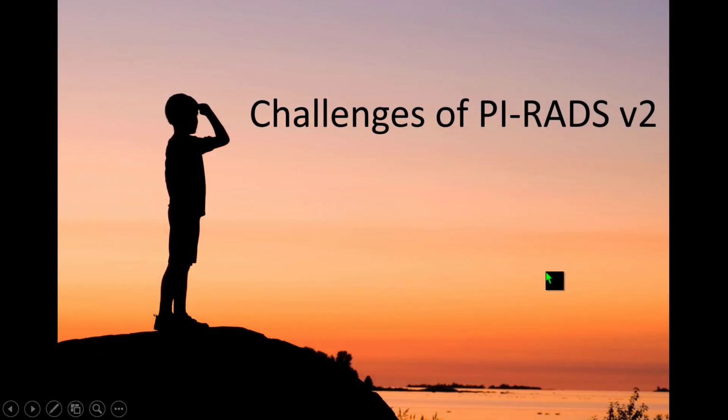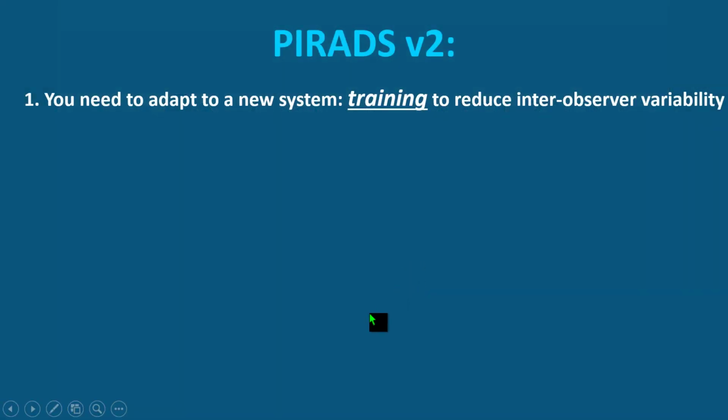What are the challenges in the future for PI-RADS version 2? This is my own perspective. It's not being supported yet by the PI-RADS committee in the US or the ESUR, but there are some challenges. You need to adapt to a new system, so you need to train, to reduce the inter-observer variability. Also the image quality needs to be good, but the inter-observer variability, you can see that in some cases is quite good.